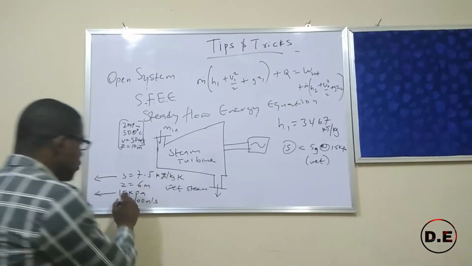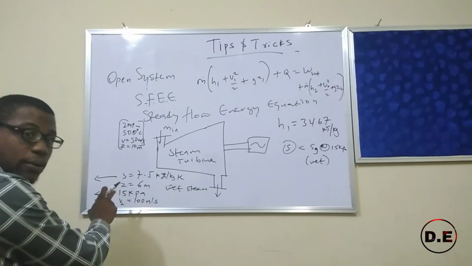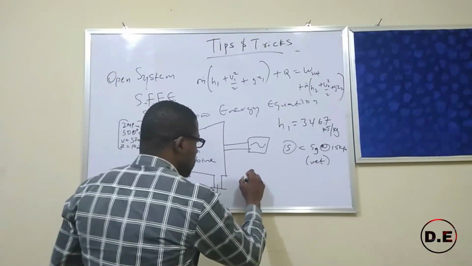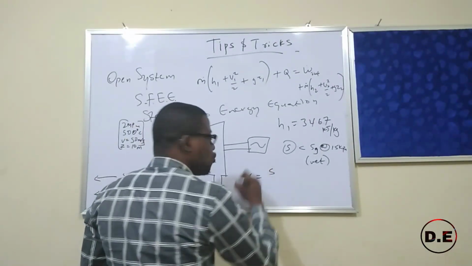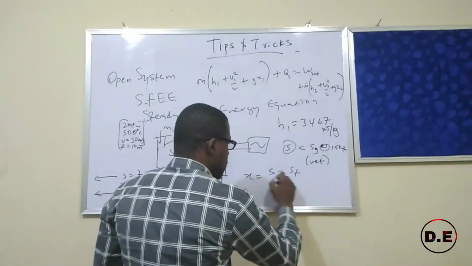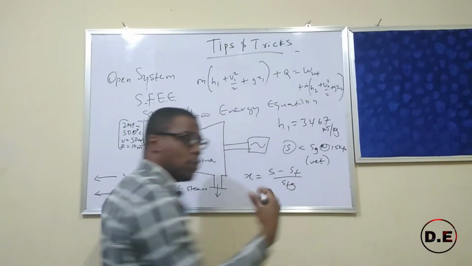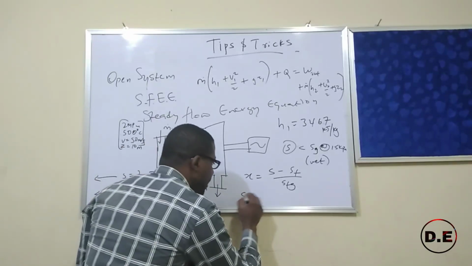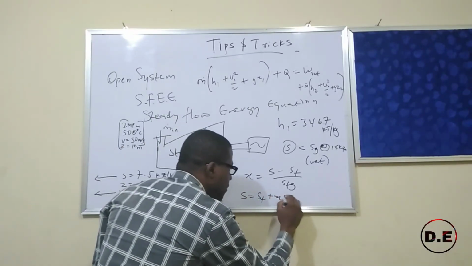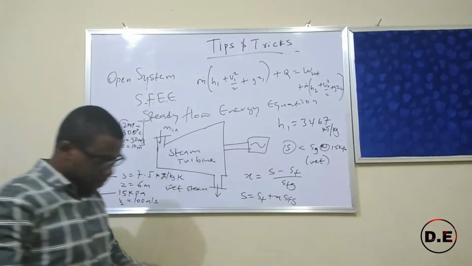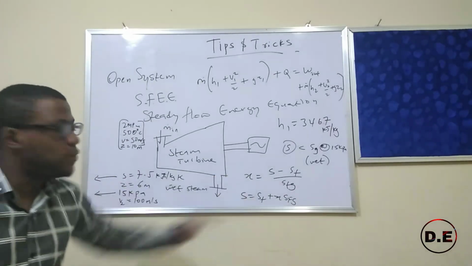Now this will mean I need to obtain my X value at this point. So X is equal to the entropy S minus Sf over Sfg, or the more traditional formula you know, which is S equal to Sf plus X Sfg. So these are the two formulas.